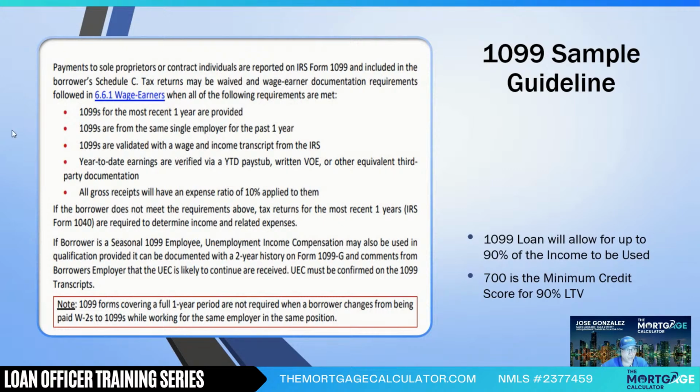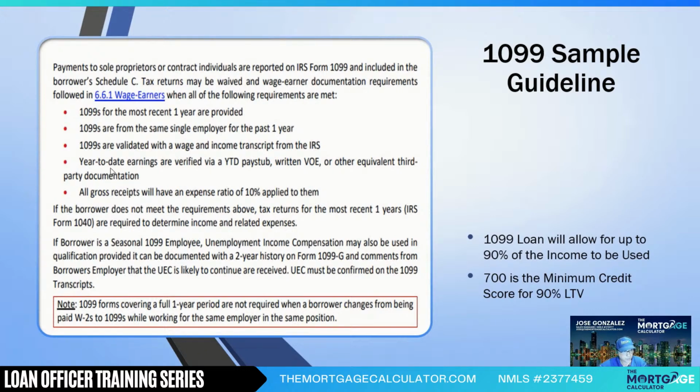Now here we don't need to provide tax returns because we're giving 1099s for the most recent 1 year provided. Yes. 1099s are from the same single employer for the past 1 year. Yes, in this case, he's a contract worker, electrician. 1099s are validated with a wage and income transcript from the IRS. That should not be a problem unless it's a bogus employment or something going on there, or unless the employer is not reporting the 1099s or something is going on that's not kosher. That shouldn't be a problem for anybody.